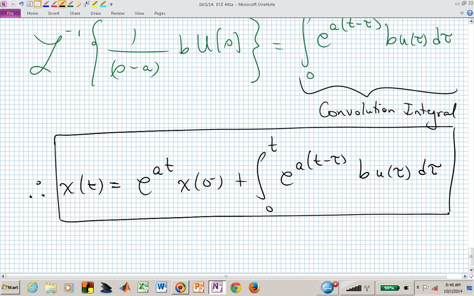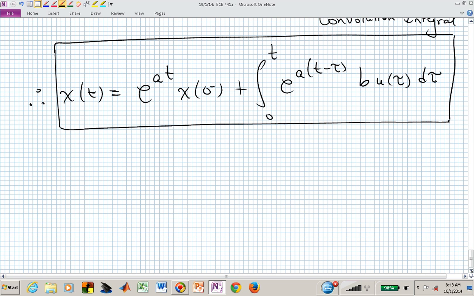If we have no input exciting our system, the only part of our state will be due to the initial condition. If we have 0 initial conditions, the only place that we will get movement in our state is through the input. But the input will be modified by how the state transition matrix interprets that information, e to the a, whatever that is.